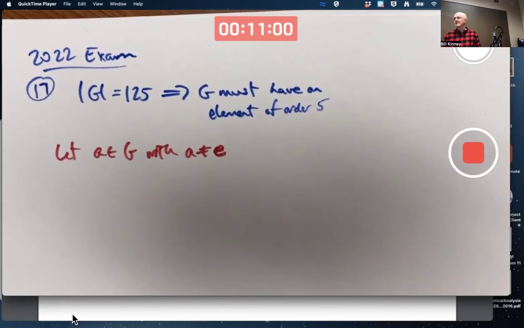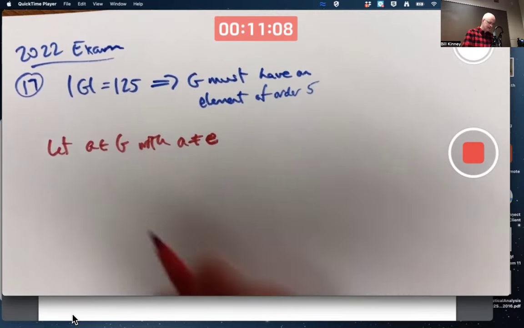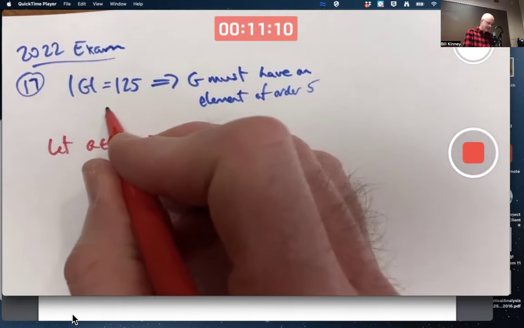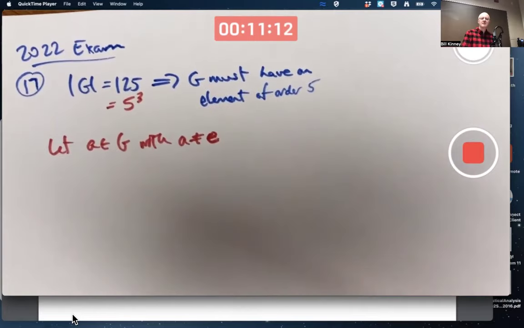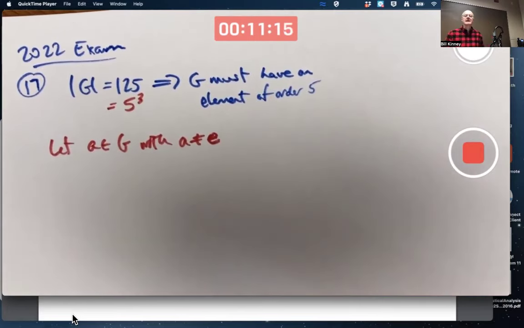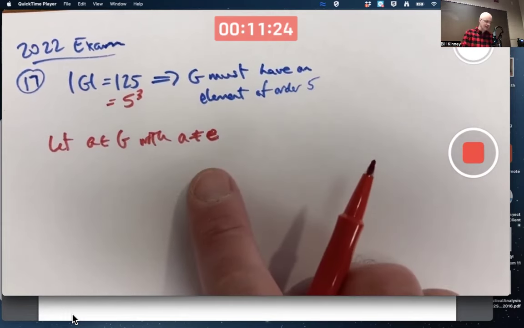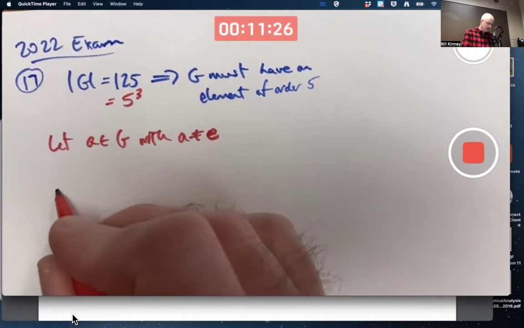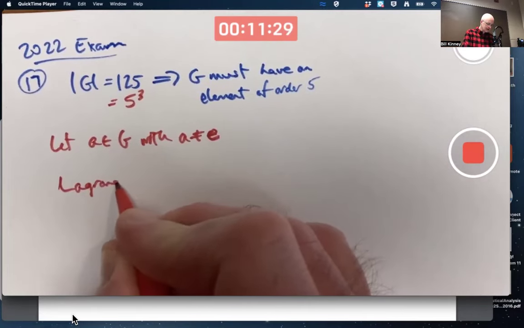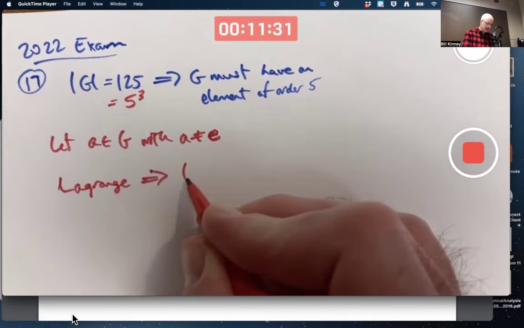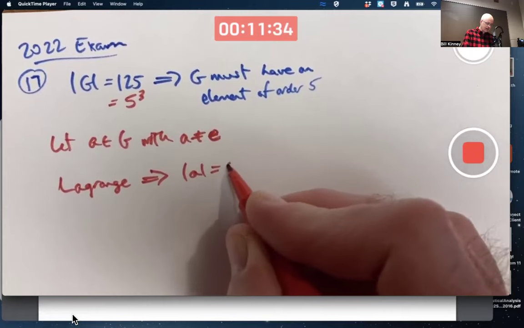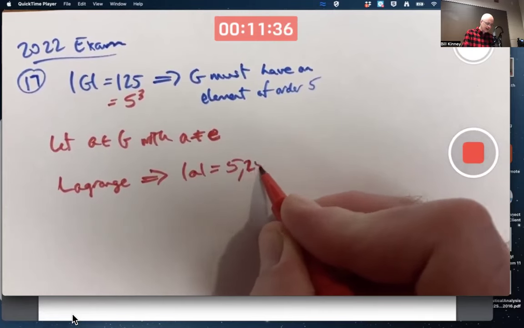One very big thing to think about is applying Lagrange's theorem. 25 is 5 cubed. What are the possible orders of A based on that? They have to be multiples of 5, and if it's not the identity, it's also not 1. Lagrange is going to imply the possible orders of A are 5, 25, and 125.